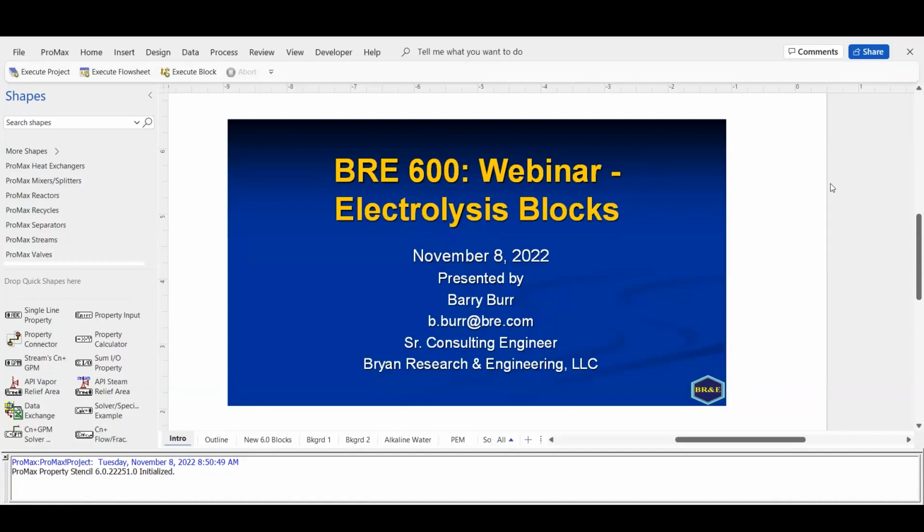So we decided to add a real ProMax process block into ProMax so that it's very easy now to model electrolysis. And hopefully it becomes very popular. And if so, I think we would then decide to add the fuel cell. But right now, the electrolysis is by far the more popular topic and the one that is needed at the moment.